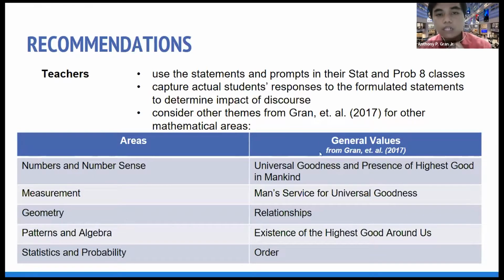They can also consider the following themes from my 2017 study for other mathematical areas. If they're dealing with numbers and number sense, they can consider integrating universal goodness and the presence of the highest good in mankind. If they're dealing with measurement topics, man's service for universal goodness; geometry, relationships; patterns and algebra, existence of the highest good around us; and statistics and probability, which is what this particular presentation is about, we have order.